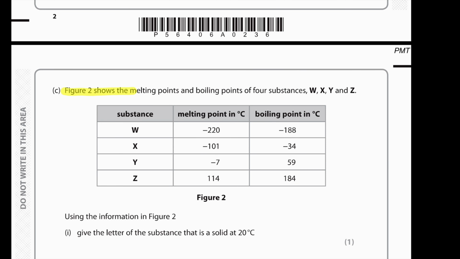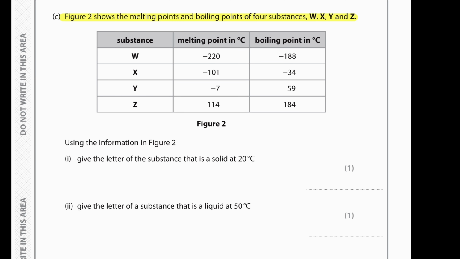Figure 2 shows the melting points and boiling points of four substances, W, X, Y, and Z. So we can see W has a melting point of minus 220 and a boiling point of minus 188, whereas X has a melting point of minus 101 and a boiling point of minus 34. Y has a melting point of minus 7 degrees Celsius and boils at 59 degrees Celsius.